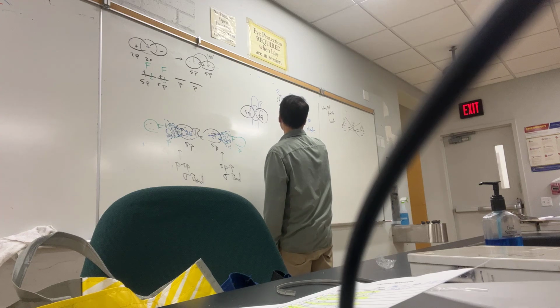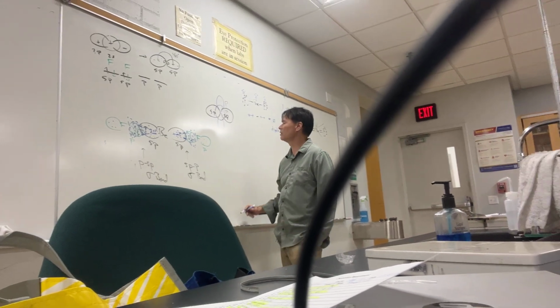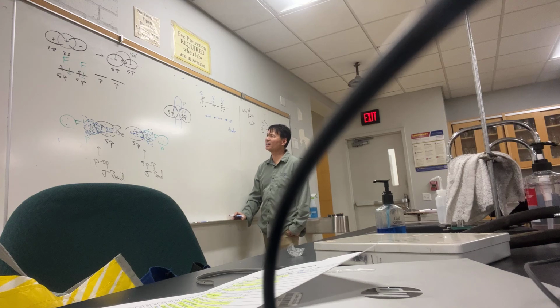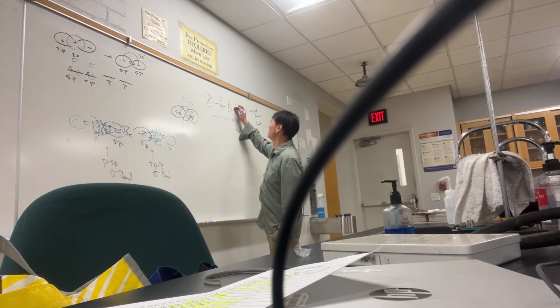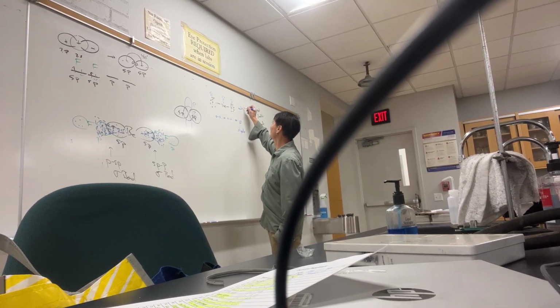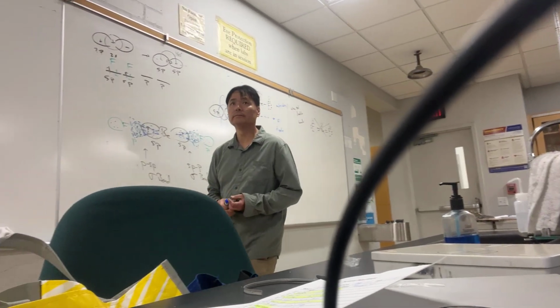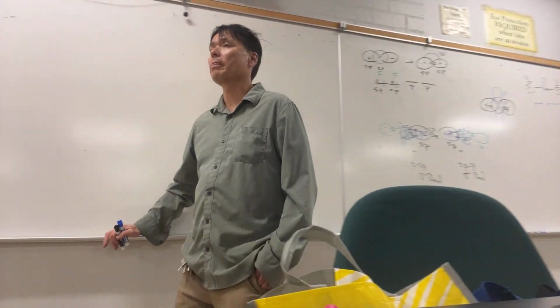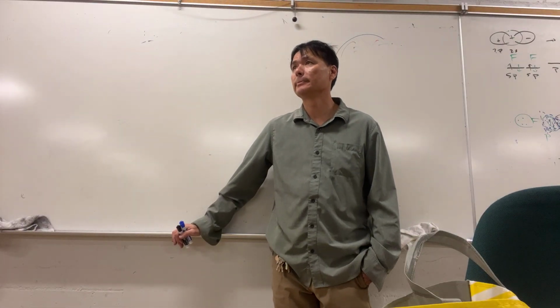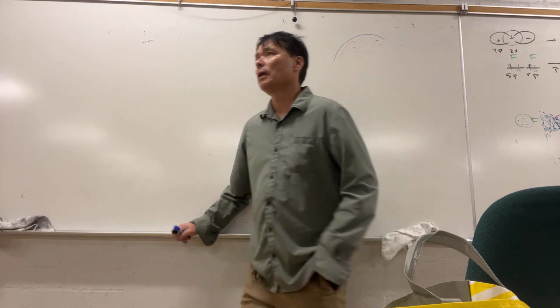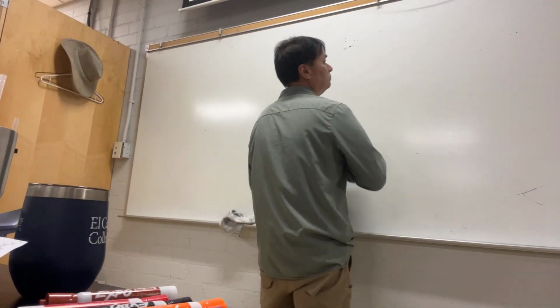Okay, the next structure we're going to look at is CH2O. CH2O is called formaldehyde. It's a liquid. It smells awful. Formaldehyde.